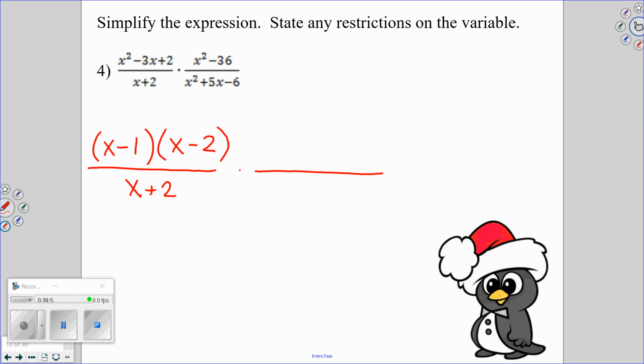That's just x plus 2. I can't do that. How about the top? Very good. Those are my favorite. X plus 6, x minus 6. And on the bottom, oh, it's a 6, 5 combo.